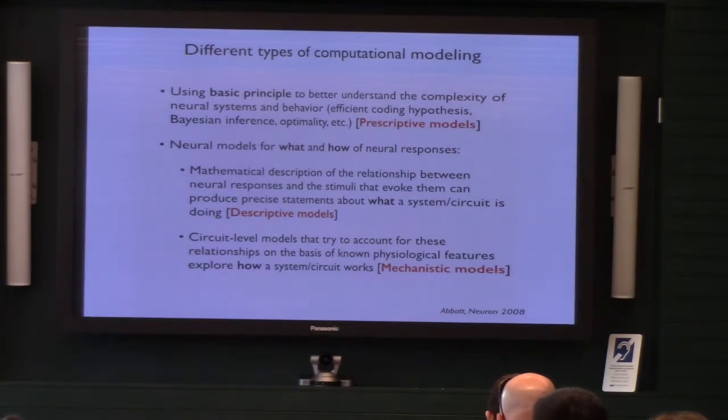Because there's a danger here, which is that people often use these descriptive models, and even though they are describing something, they try to tell you how the brain works. Okay? A very good example, or rather a very bad example, my favorite bad example, is the drift diffusion model.